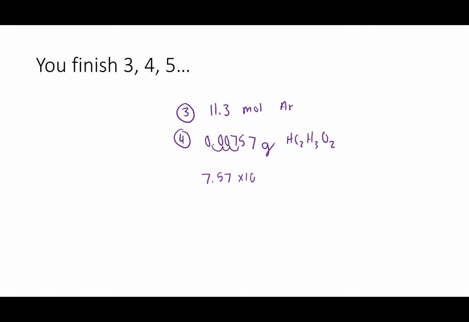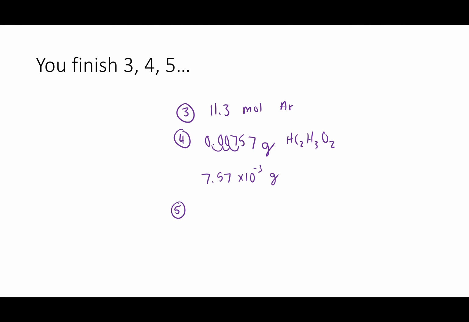Okay, so let's go over the answers. Number 3 is going to be 11.3 moles of argon. Number 4, the correct answer with significant figures is going to be 0.00757 grams of HC2H3O2. Hopefully you recognize that you could put this into scientific notation as well: 7.57 times 10 to the negative third grams. Those are the same thing.